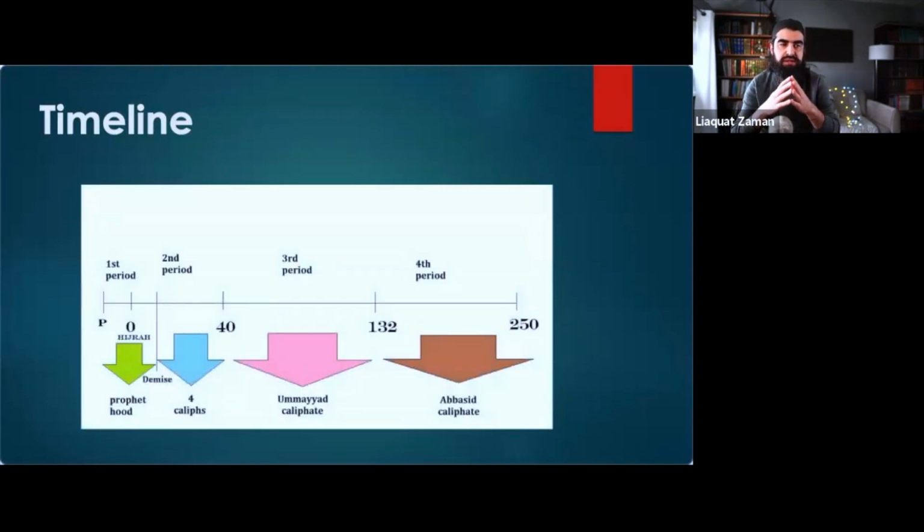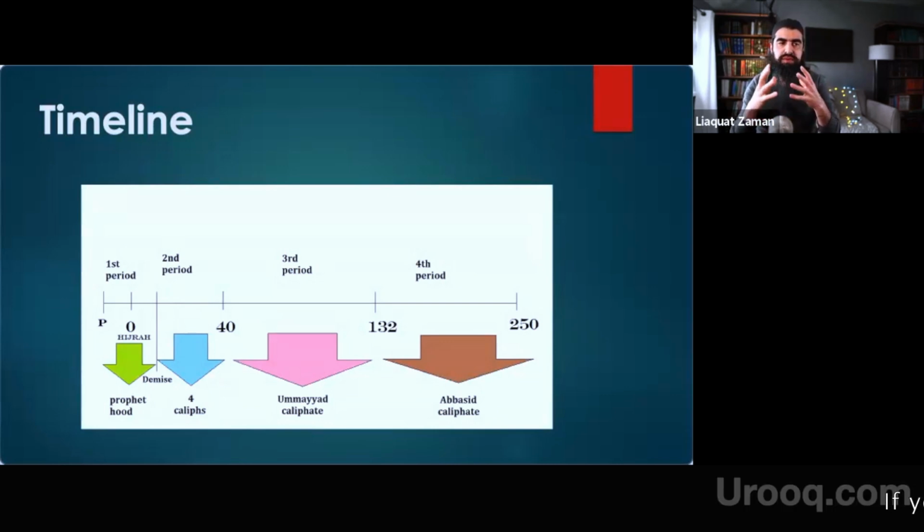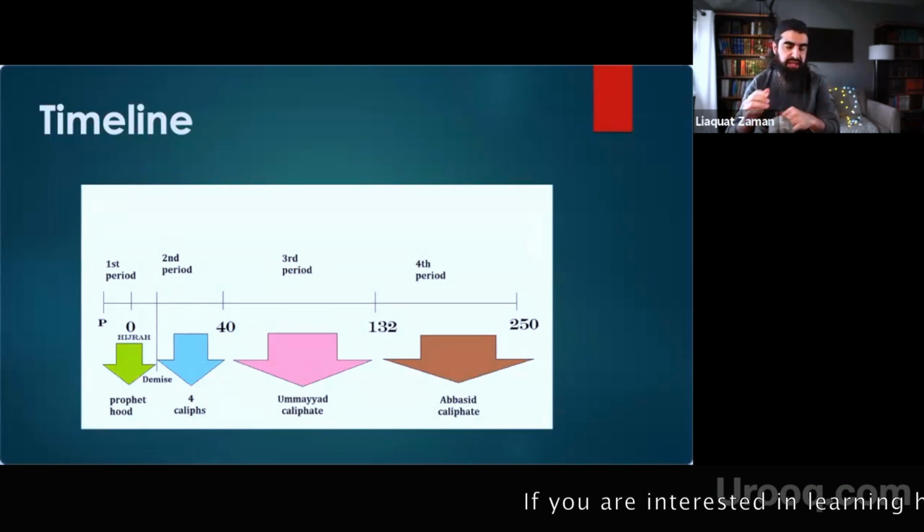So as you can see on the screen, you have the green period, which was the prophethood period. You got the light blue period, which is the four caliphs, and then you got the pink period, which is the Umayyad. This is what we're going to be focusing on today, this pink era, and the brown era, Abbasid Khilafah. A lot of what's happening in today's session is going to be the early formation of the madhabs. So the formation of the madhabs, a lot of it takes place in this era.